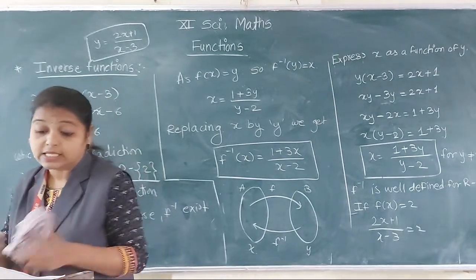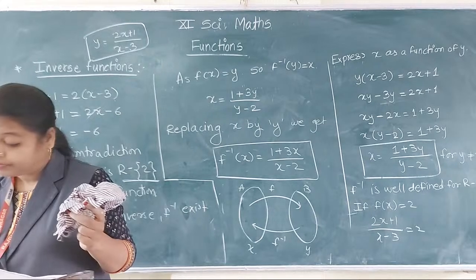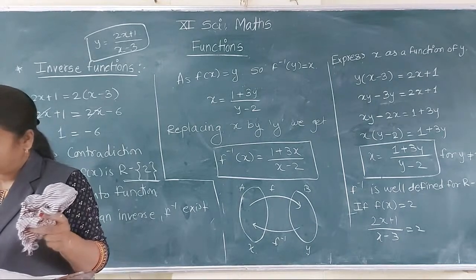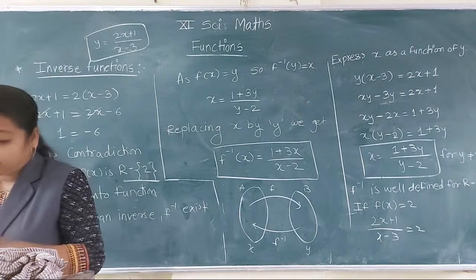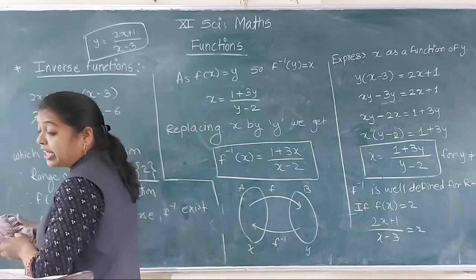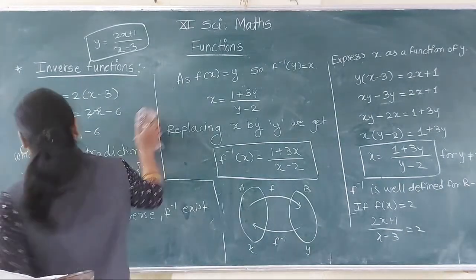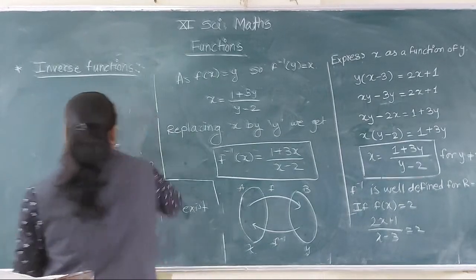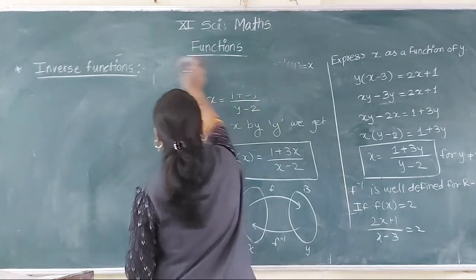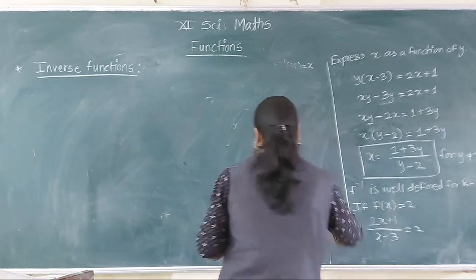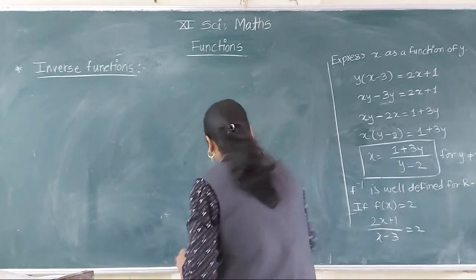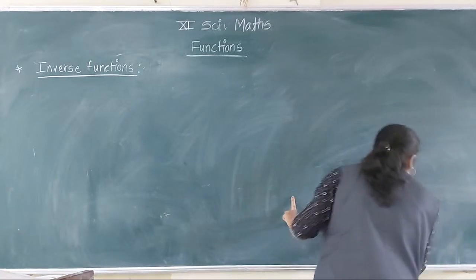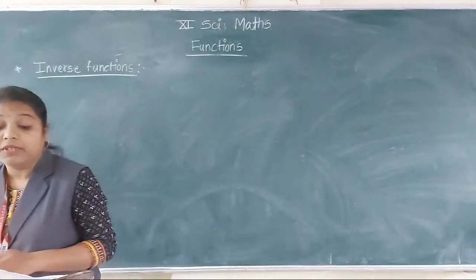Now we'll see problems based on this type from the exercise. The question is: verify that f and g are inverse functions of each other. I'll just rub this part. They are inverse functions of each other. How do we check this? Earlier, when we saw the definition, if f of g of x is equal to x and g of f of x is equal to x, then we say g is called the inverse, f inverse.